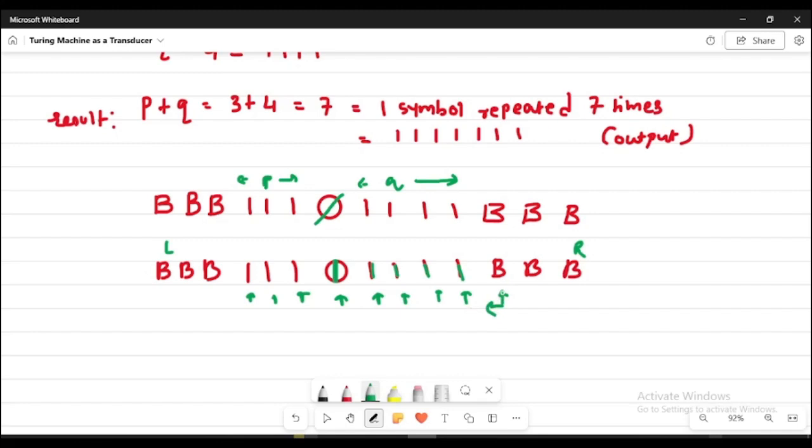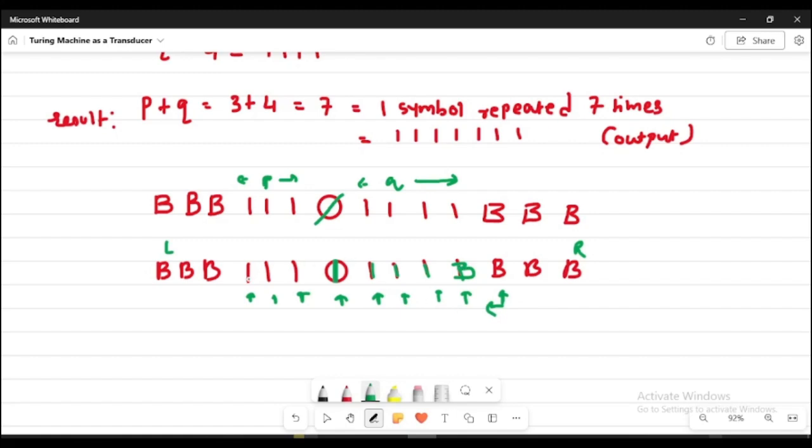What does it mean when you hit the blank? It means all the input string is over. So turn left, move in the left direction, and whenever you see the first symbol, make it blank. Make this symbol blank, because you already incremented by 1 by making the 0 as 1. That's why you decrement by making this 1 a blank.